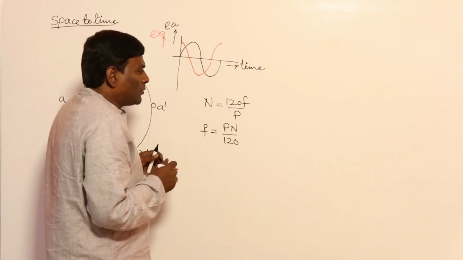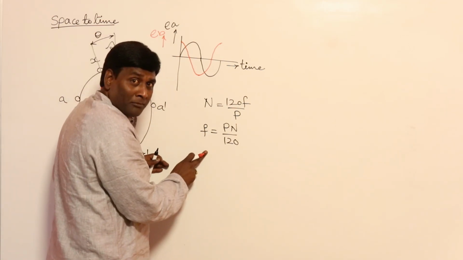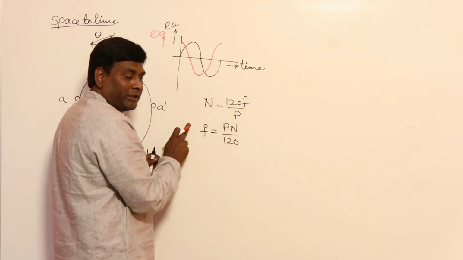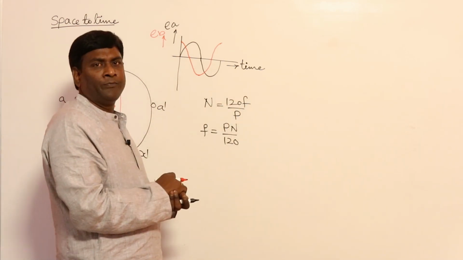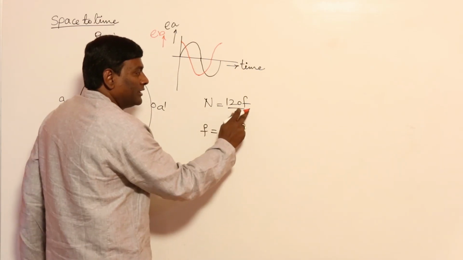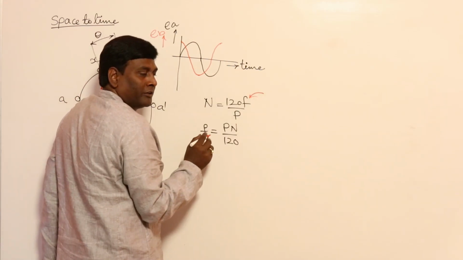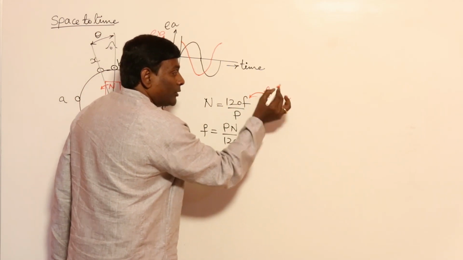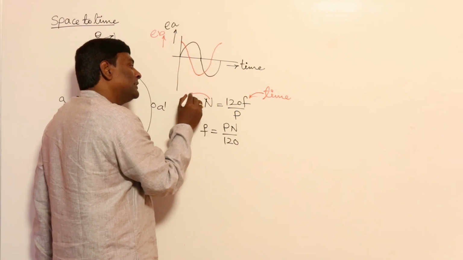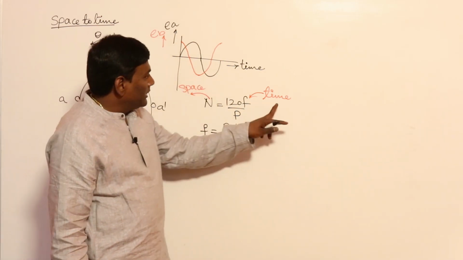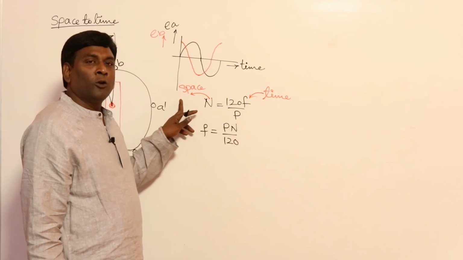Now, are these two equations the same? Mathematically f equal to PN by 120, so are they the same equations? No. From the analysis point of view both are different. In the sense that if frequency is the input, that means time is the input, and in space speed will be there. So if time is the input, space will be the output.